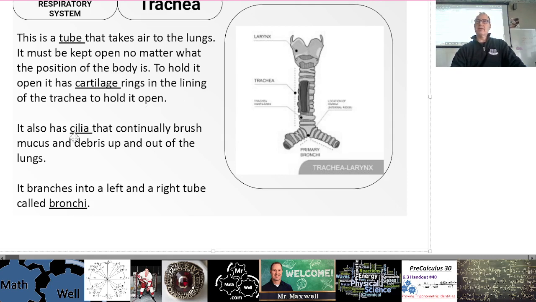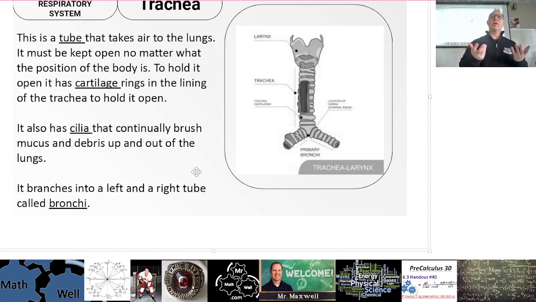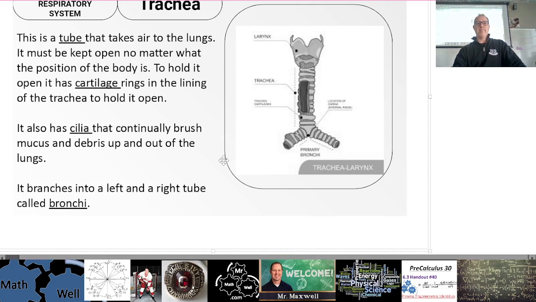It also has cilia. Cilia are tiny little hairs that continually brush mucus and debris up and out of the lungs. So when you get sick and you have a sniffly nose, or you're blowing your nose a lot or coughing up phlegm, your body is producing more mucus in order to bring more of the germs and the offending particles up out of your lungs. Your body says, we're not feeling well, we need to eject all those germs, so you produce more mucus and phlegm. The whole point is that you blow your nose and cough it out and try to get rid of all this stuff.